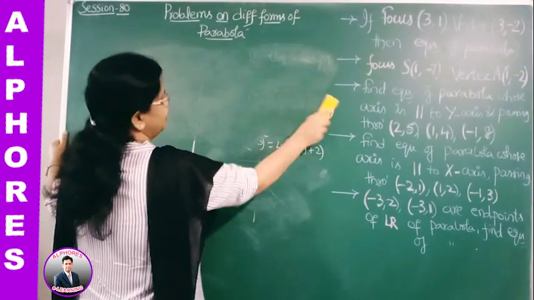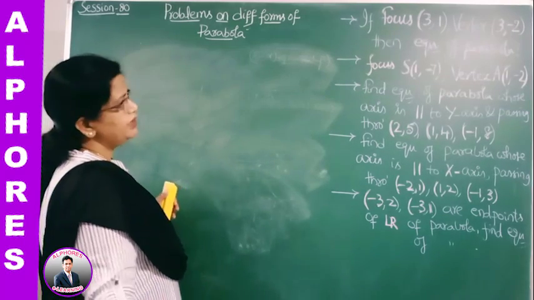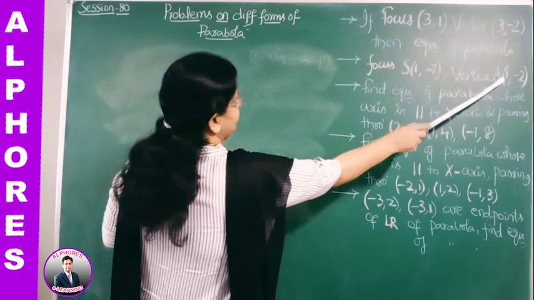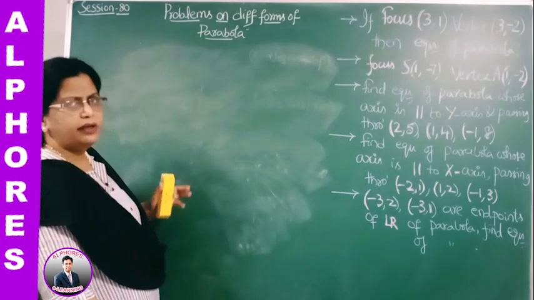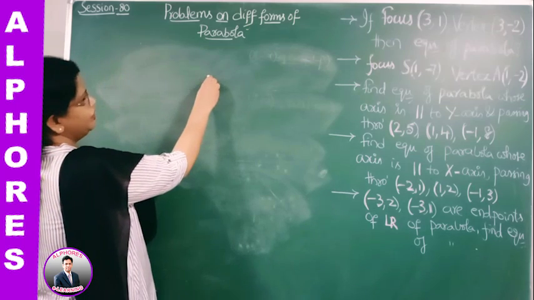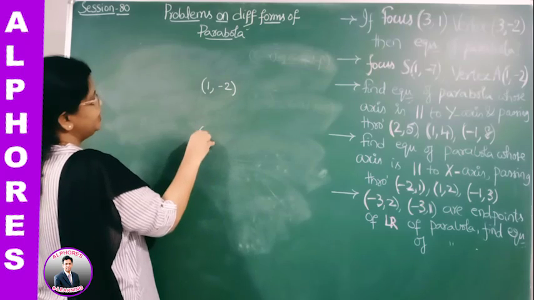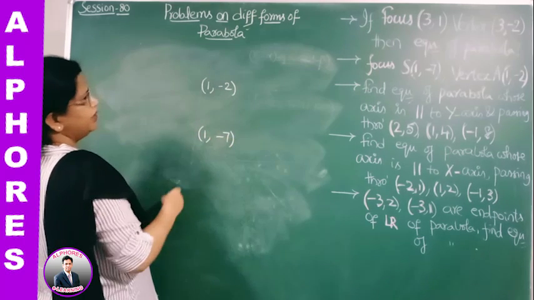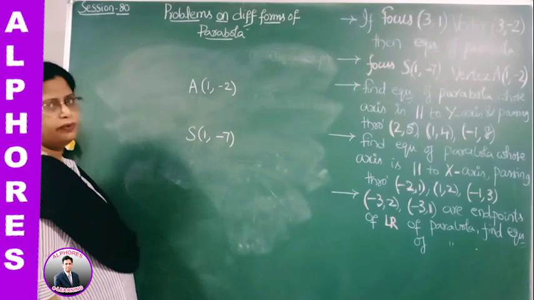Again, the abscissa is the same here, the x coordinate is the same, and whenever the x coordinate is the same, the axis of the parabola is parallel to the y-axis. So one point you got here is (1, -2) and the other is (1, -7). Now this is given as the vertex and this value is the focus.